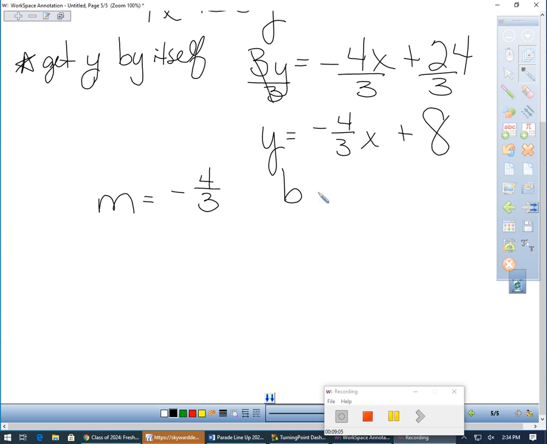What is our y-intercept? 0, 8. Yes, I agree with that. Want to make sure that that goes in the y spot in the point, right? It's where it crosses the y-axis. Questions? We're still doing good? Okay.